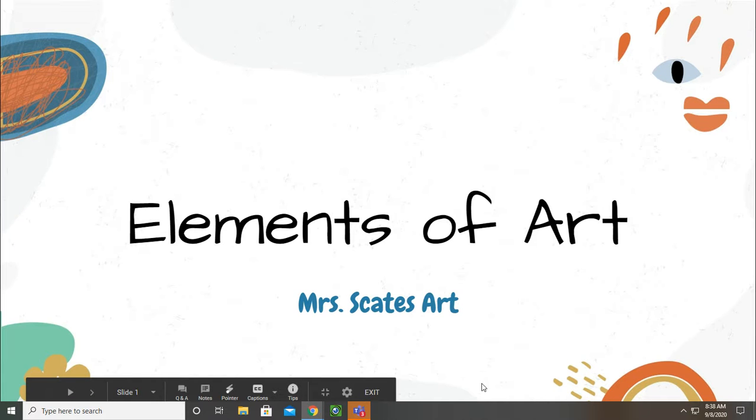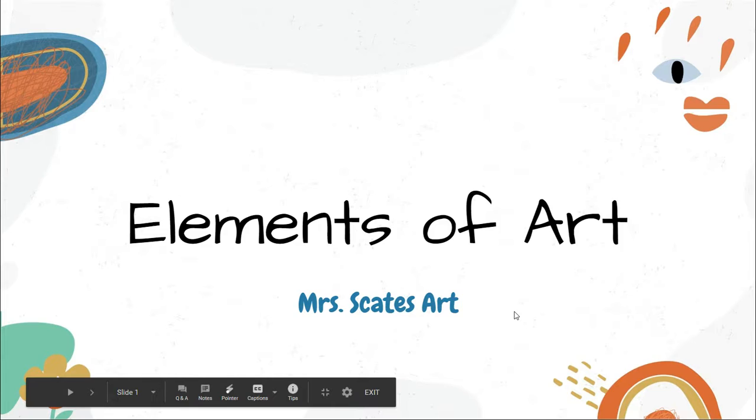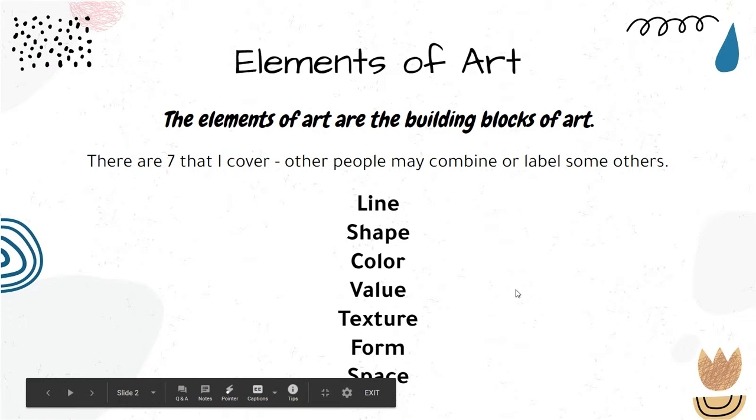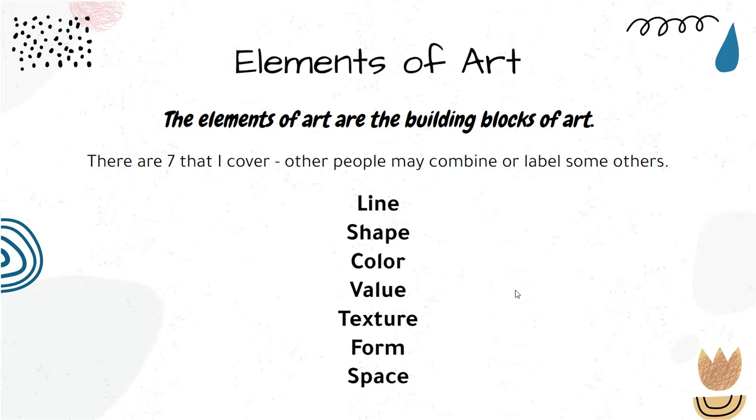Okay, so we're going to cover the elements of art today. Just like in science class, where you have the periodic table of elements, in art class, you have these 7 items here that build up all of the art pieces you're going to make.